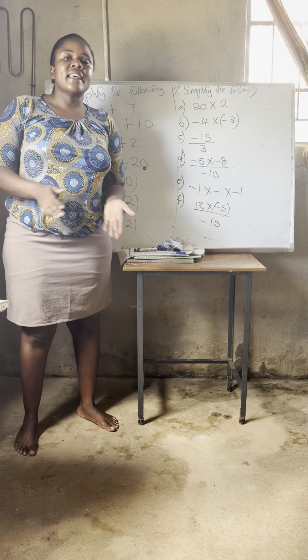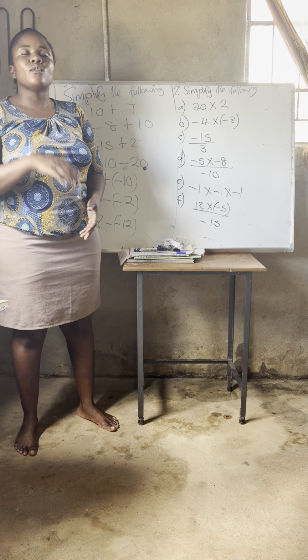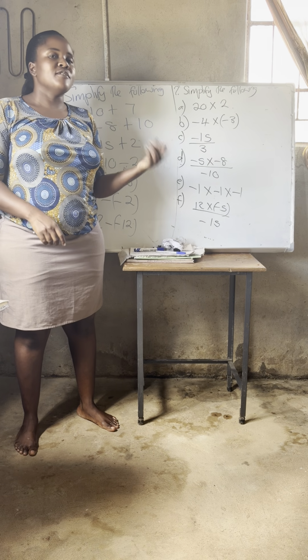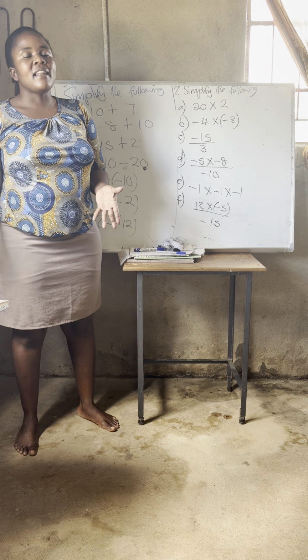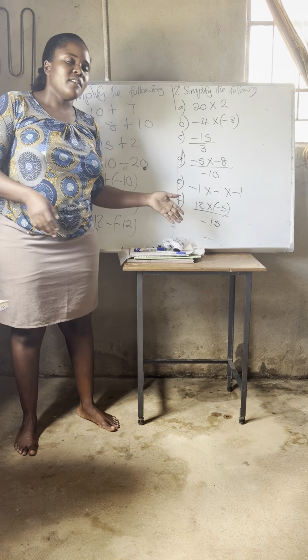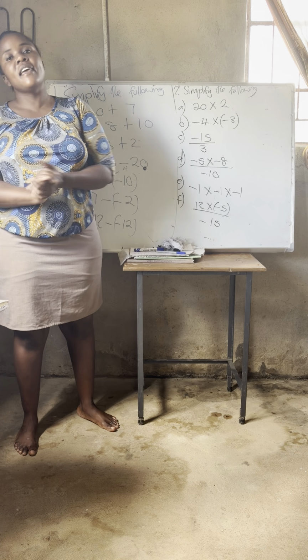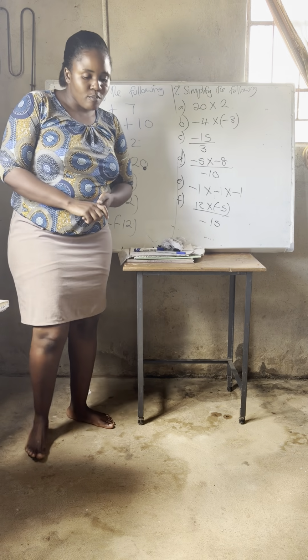A negative number times a negative number is equal to a positive answer. The same applies on division. Positive divided by negative is negative. Negative divided by positive is negative. A negative number divided by a negative number is equal to positive.